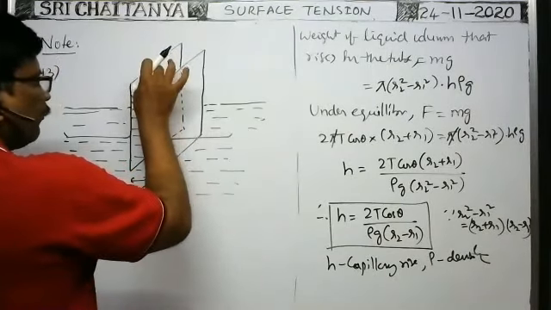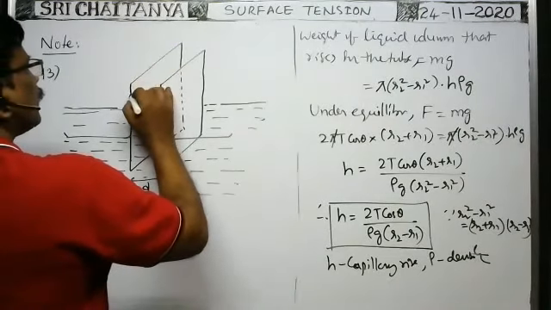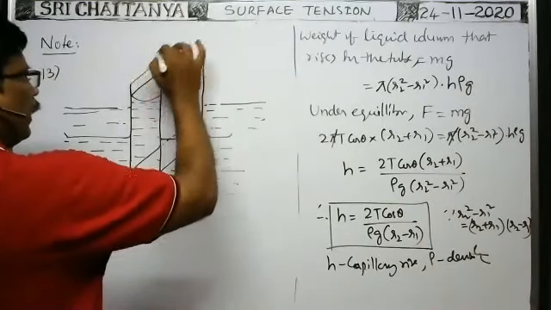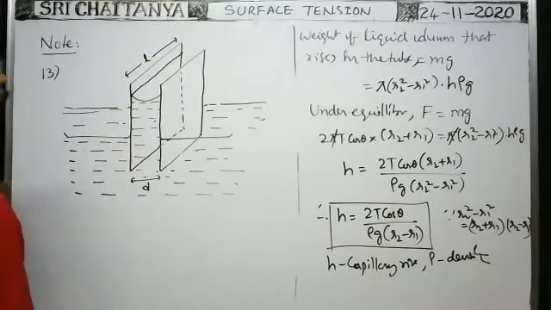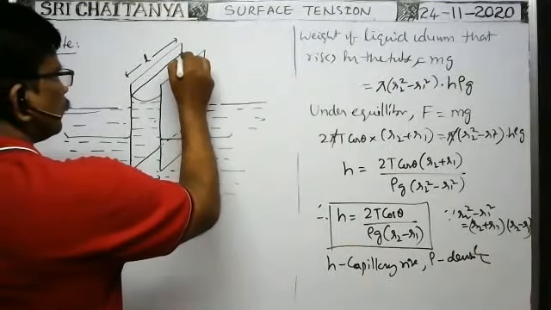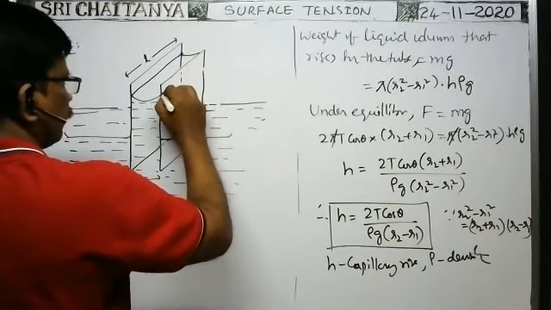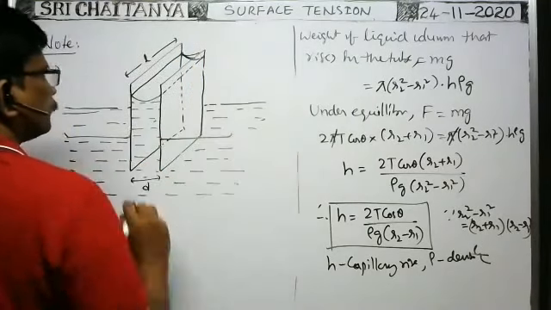The surface of the liquid in contact with the glass plate, when you observe, is parallel to this length of the plate. Suppose this length of the plate is say B. Here in this direction also same. The surface of the liquid in contact with the glass plate, here also same. It is like this.